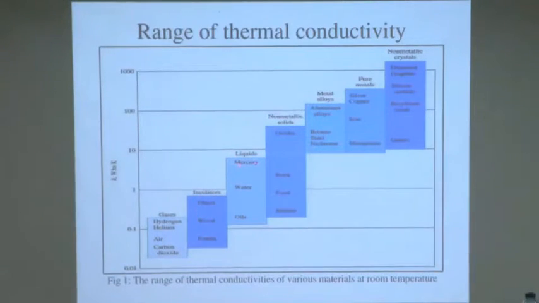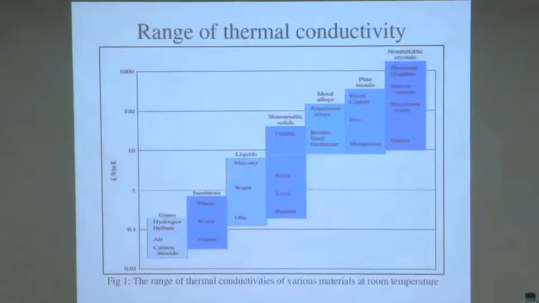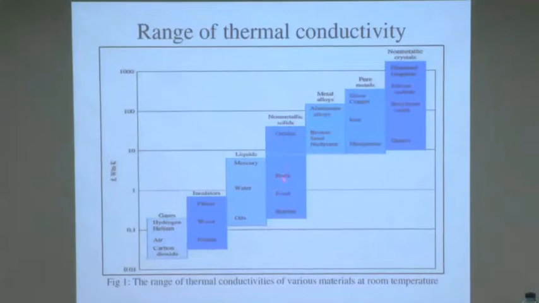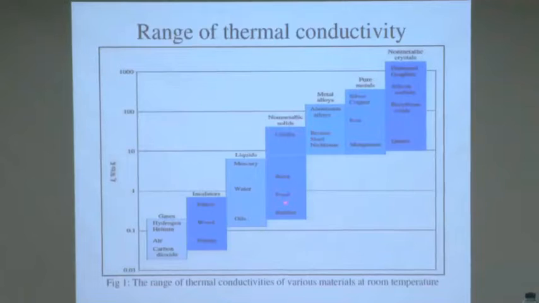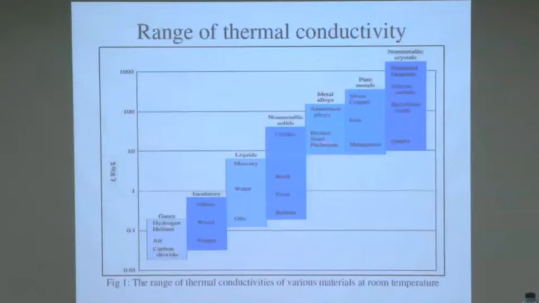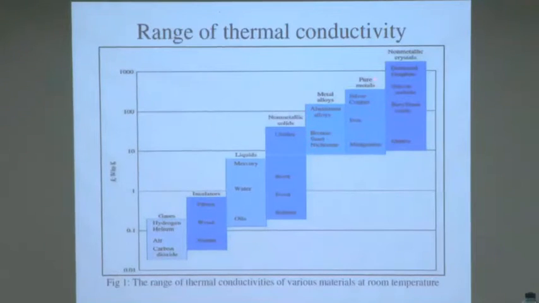Then comes the liquids, mercury, water, oils, they are in the range of 6, 7, 8, that is between 1 to 10, and for some oils a little bit of 1. Then non-metallic solids, some oxides, rock, they lie in this range. It is 50 to even below 1. Then the alloys, aluminium alloys, bronze, steel, nichrome, these alloys fall within this range, 100, a little more than 100 or below 100. Then comes pure metals.